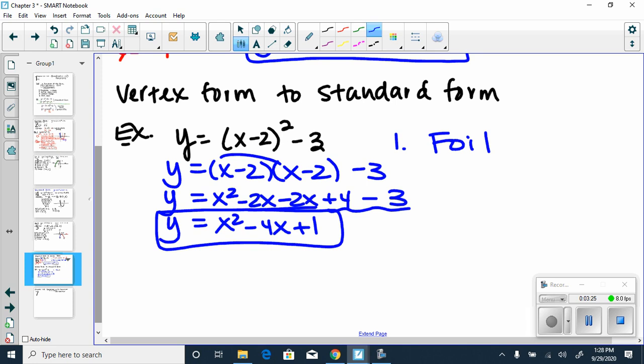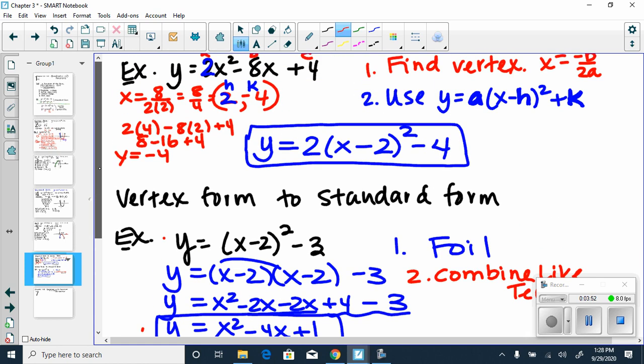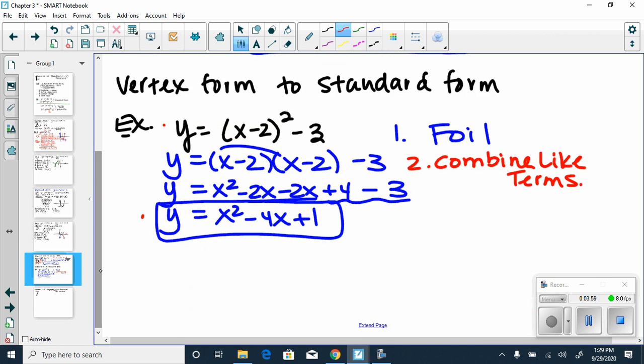So once you FOIL, and be very careful when you FOIL, you will have to combine like terms. And that's it. So a little easier to go from, I think, vertex to standard than it is the other way. But either way, you have to be able to go back and forth. So even as a self-check right now, you guys could start here at standard and see if you can go back up to that example. And likewise up here, start with the blue box one, which is in vertex, and see if you can get to the one that's in standard. But that sums up the notes for chapter 3-4.